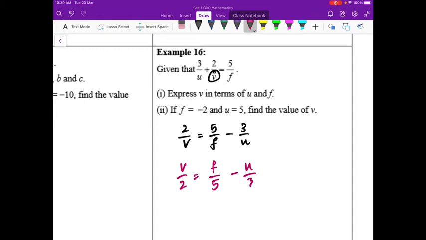Okay, if you're not sure, go and try it out. But I tell you first, if you are prone to making this mistake, please know that this is not correct. You can't just flip everything, because you have to combine them first. Okay, so the correct approach for this is to combine the right hand side, 5u minus 3f over uf. Okay, this is 2 over v.